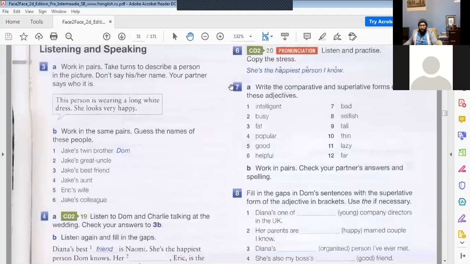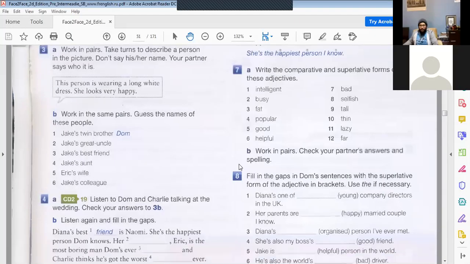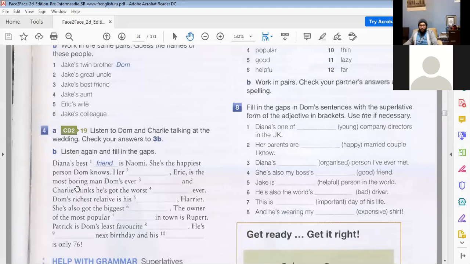She's the happiest person I know. He's the most boring person I've ever met. He's got the worst haircut ever. She's got the biggest house you've ever seen. He's Jake's best friend. It's the most popular bar in town. He's my least favourite relative.